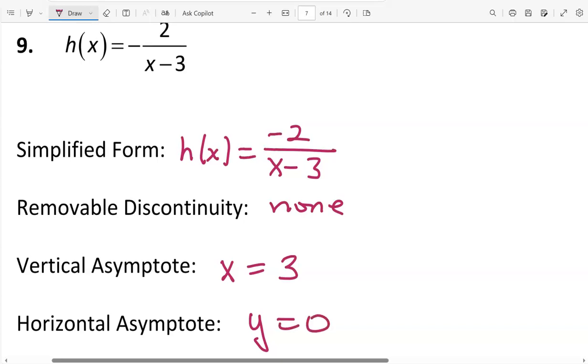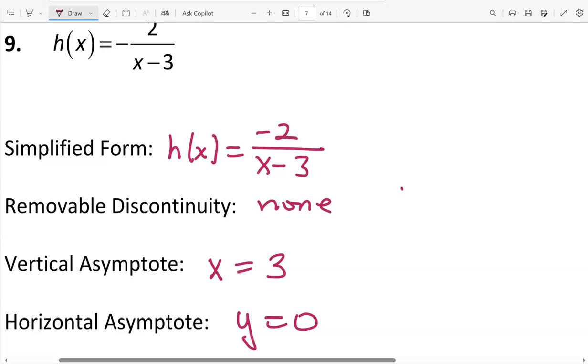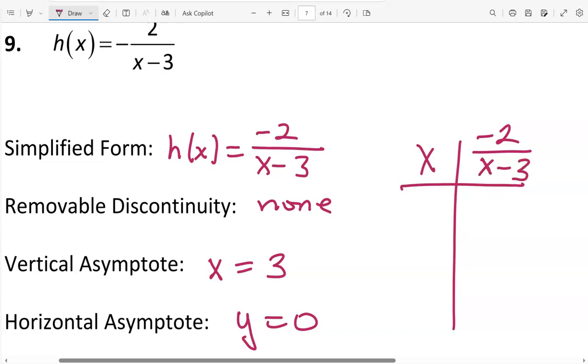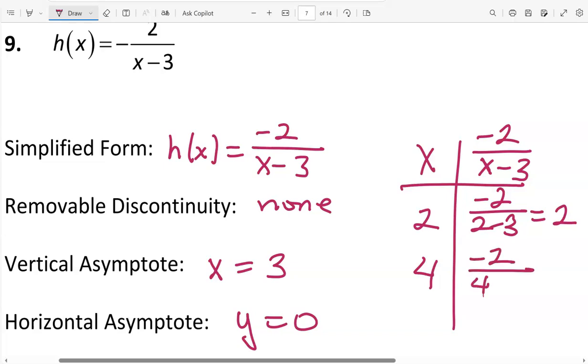Now we can find the points on each branch of the hyperbola by substituting into the simplified version of h of x. And I'm going to pick values on either side of x equals 3. So one at 2 and one at 4. When x is 2, negative 2 over 2 minus 3 is positive 2. And when x is 4, negative 2 over 4 minus 3 is negative 2.